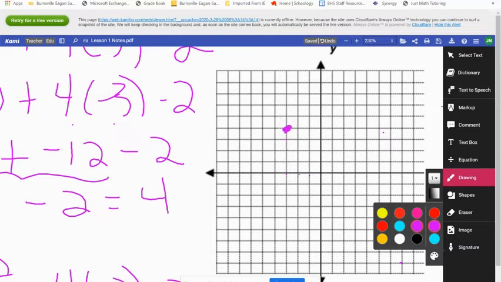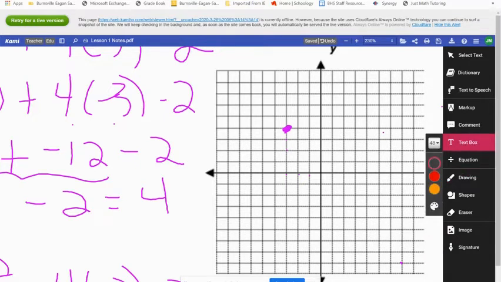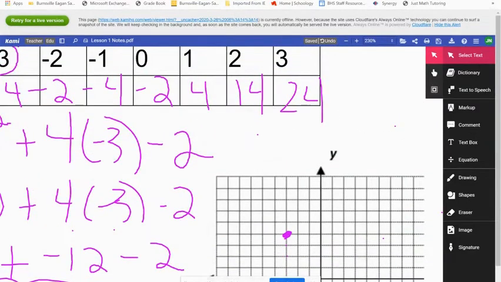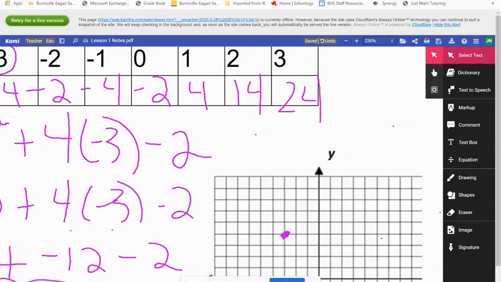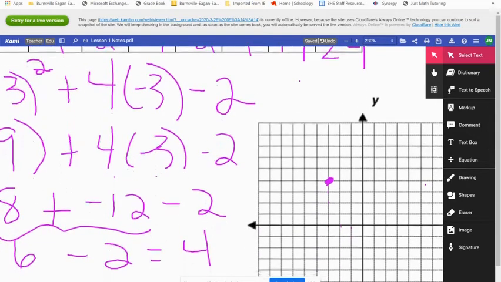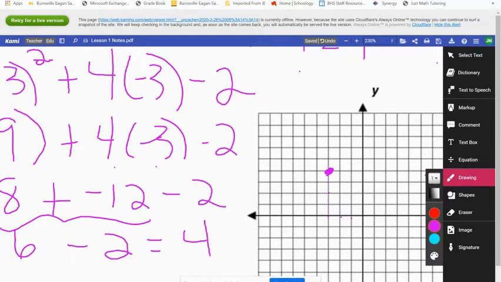Okay, that's this point right here. And then we got -2. And then our y value for -2 was -2. Okay. Plot -2, -2.